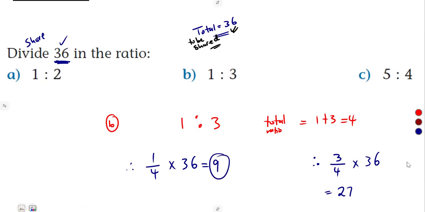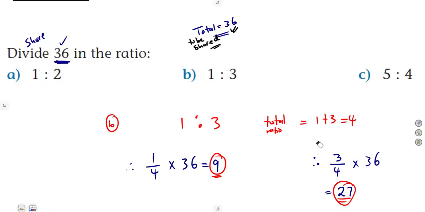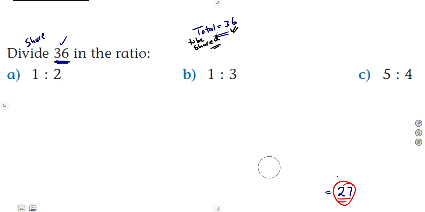This one got 9. So if you add what the first one obtained and what the second one obtained, you must get a total of 36. Remember, they are sharing 36. You are dividing 36. So if we add the first share, which is 9, plus the second share, which is 27, you must have 36. Use it even for the first one. You're going to see that if you add those two, you get back the 36.